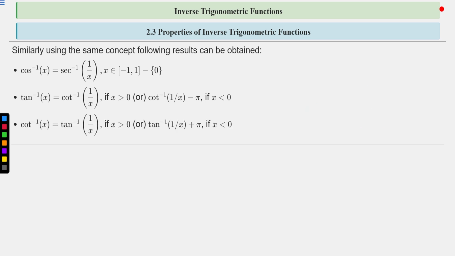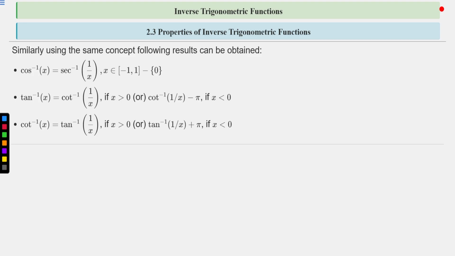Next, also you can write cot inverse x equal to tan inverse 1 by x if x is greater than 0, and cot inverse x as tan inverse 1 by x plus pi if x is less than 0, right? Clear? Therefore, you always have to take care about the domain while writing inverse trigonometric functions, because all the stories of inverse trigonometric functions are based on the restriction of domains. So while writing any expression, you must take care of the domain at that point, right? Okay, is it clear till here?